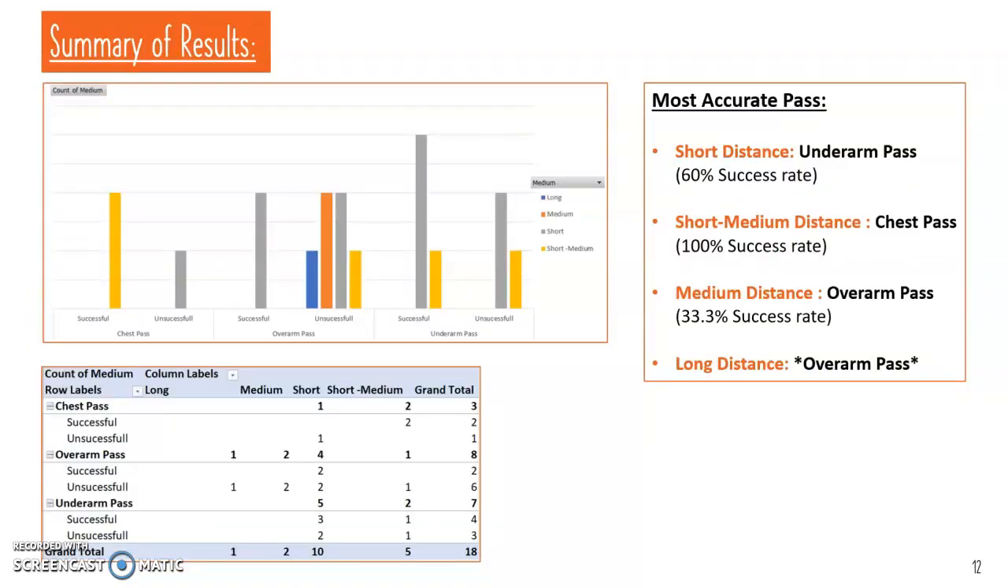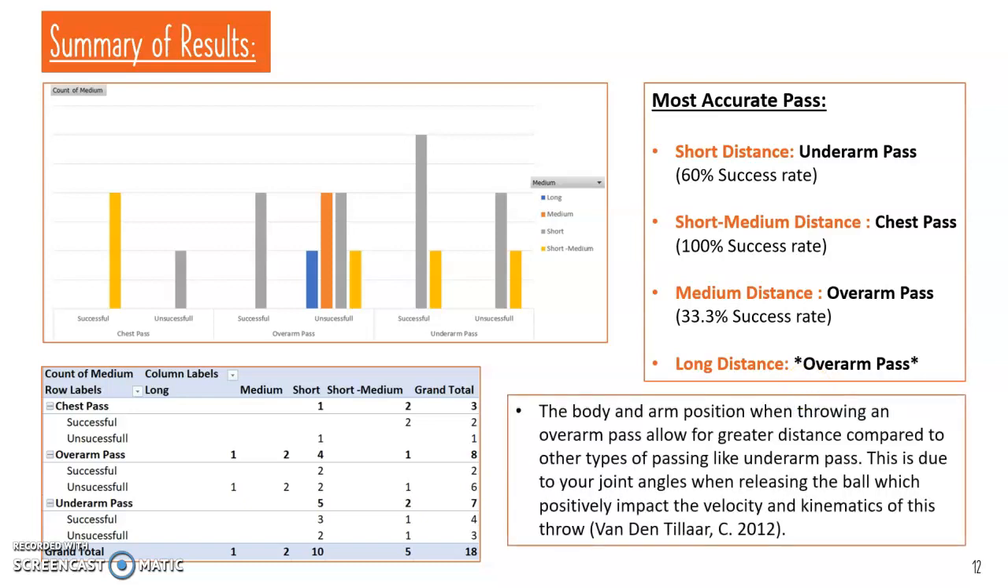So, summary of the results. In short, the best, most accurate pass for short distance was an underarm pass with a 60% success rate. Short medium distance, the best pass was a chess pass with a 100% success rate. Medium distance was an overarm pass with a 33.3 recurring success rate. And for long distance, I am saying an overarm pass. There was only one long distance pass recorded during the match, which was unsuccessful.